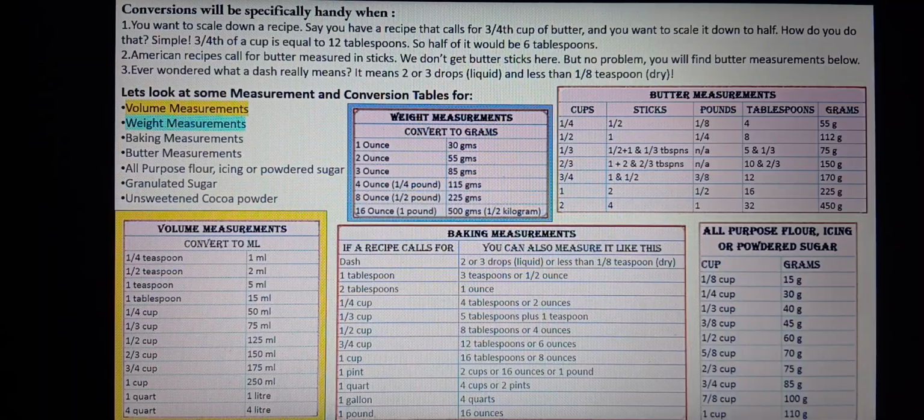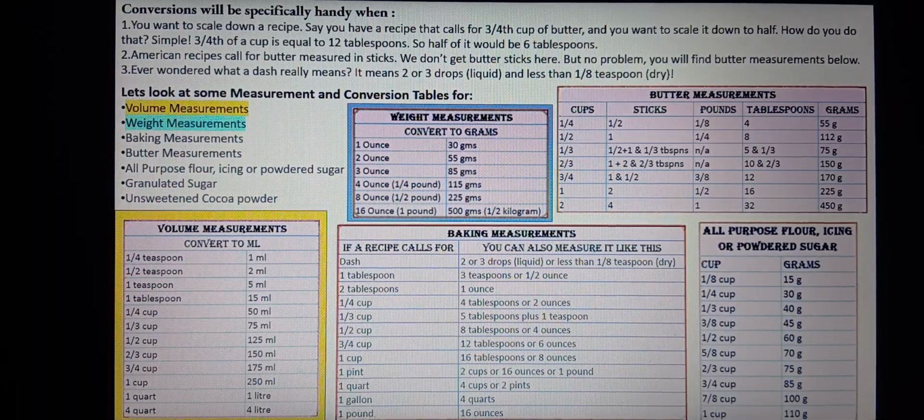measurements for different things. But take a look at these tables and have a good look at some of these things and memorize as many of them as you possibly can. Like a 1/4 teaspoon being 1 milliliter, or a 1/4 of a cup equal 50 milliliters, and so on. 1 cup being 250 milliliters. So that's converting volume to milliliters.